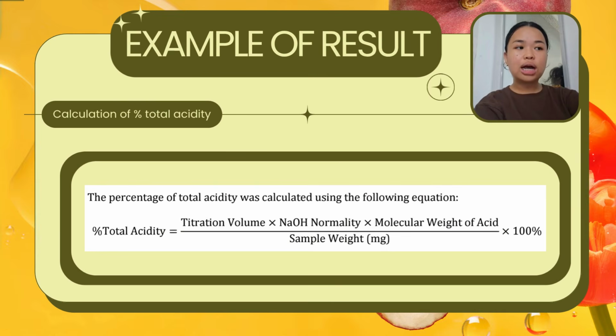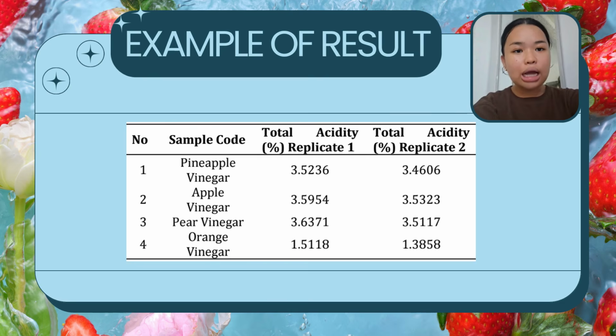Now let's move on to the calculation of percentage total acidity. From our case, the percentage of total acidity was calculated using the following equation: percent total acidity equals titration volume times sodium hydroxide normality times molecular weight of acid, divided by sample weight in milligrams, times 100. However, in our case, the total acidity has been given, and it was replicated twice.